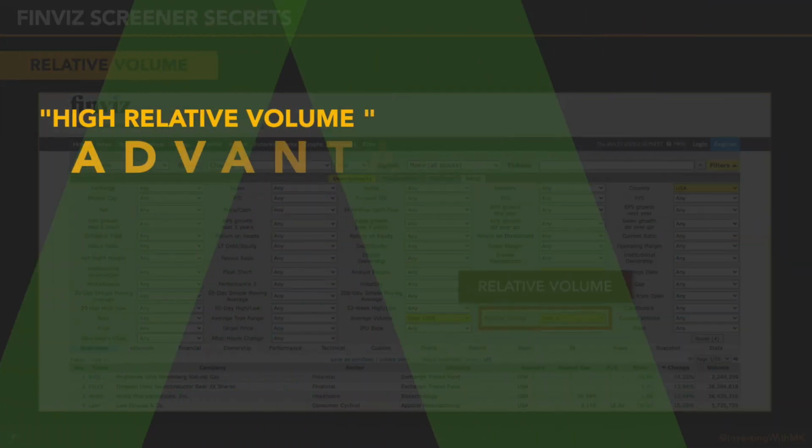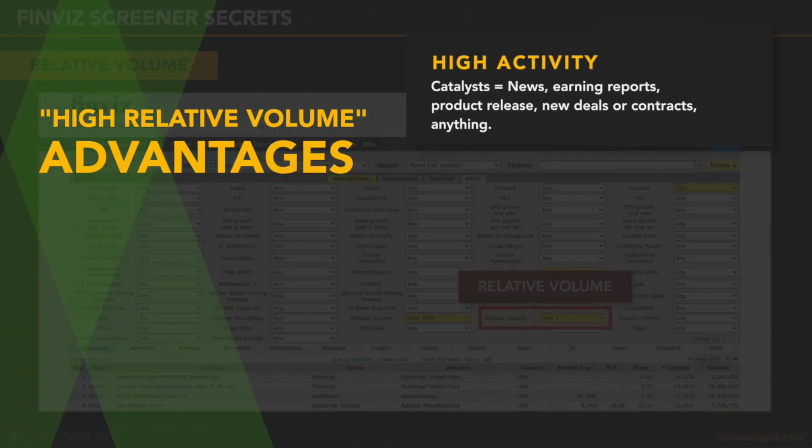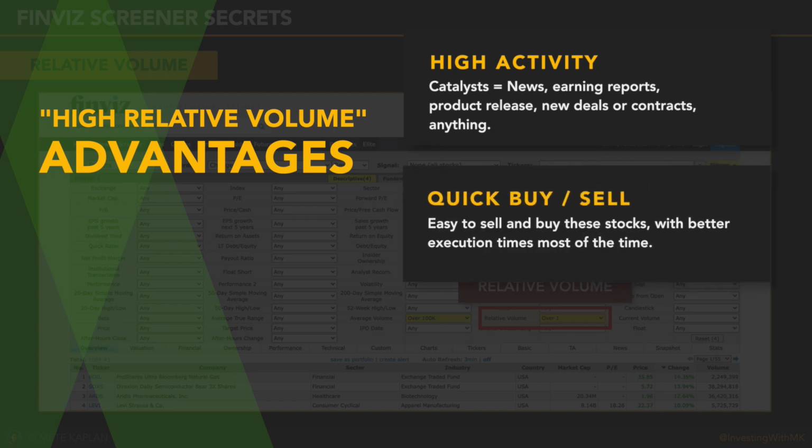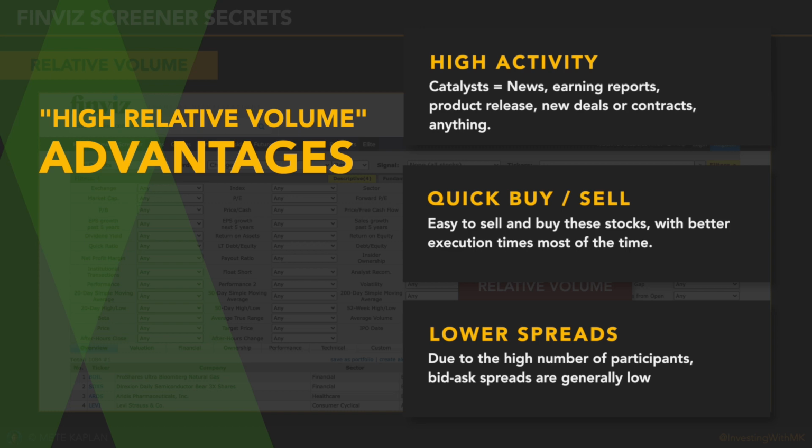Why do we want high relative volume as day traders? Firstly, the activity. High relative volume means something is happening that day. It could be any kind of catalyst: news, earnings reports, product releases, new deals or contracts, anything. With a high relative volume, spreads generally get smaller because the trading activity will be crazy with millions of people interested in the stock. Easy to sell and buy these stocks with better execution times most of the time.